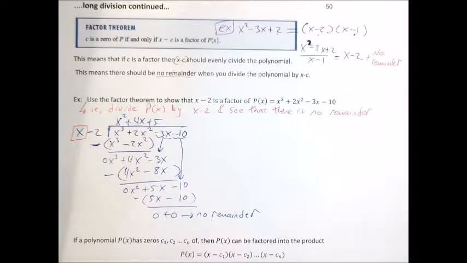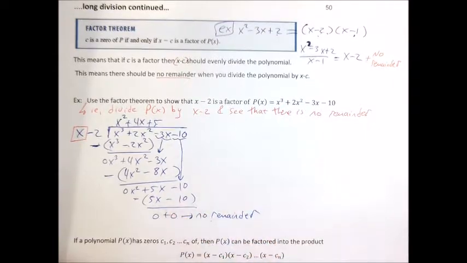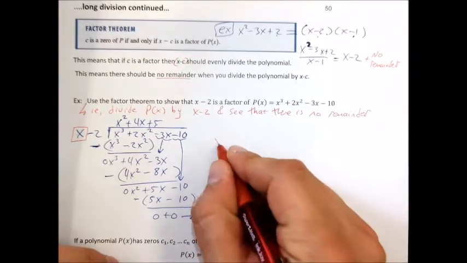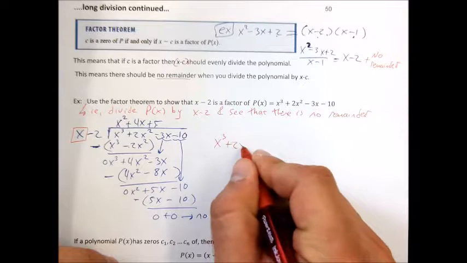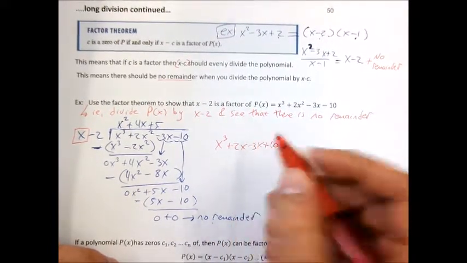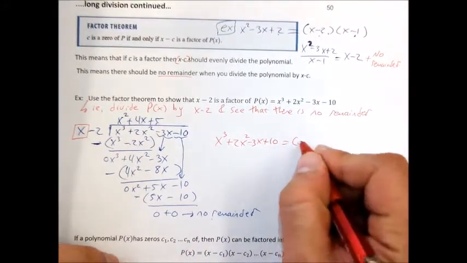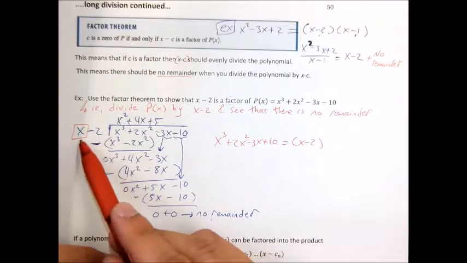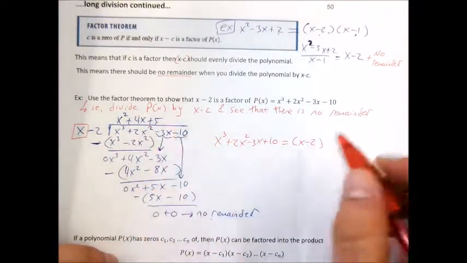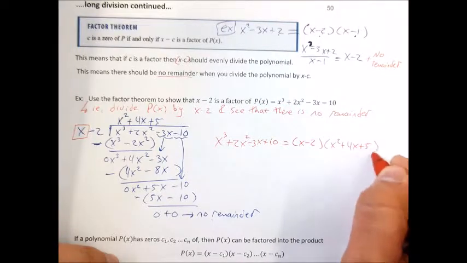Questions about that before I write down the final answer? Right, because this is like the work. This is good work, and this is most of the problem. But the real answer is that our polynomial x cubed plus 2x squared minus 3x plus 10 is equal to x minus 2, which is our divisor, times our quotient, x squared plus 4x plus 5.